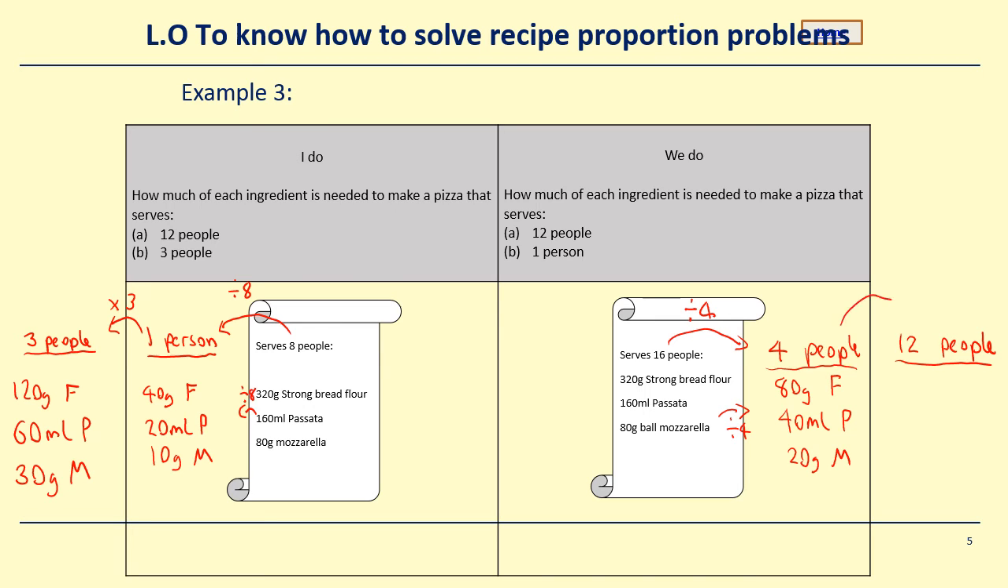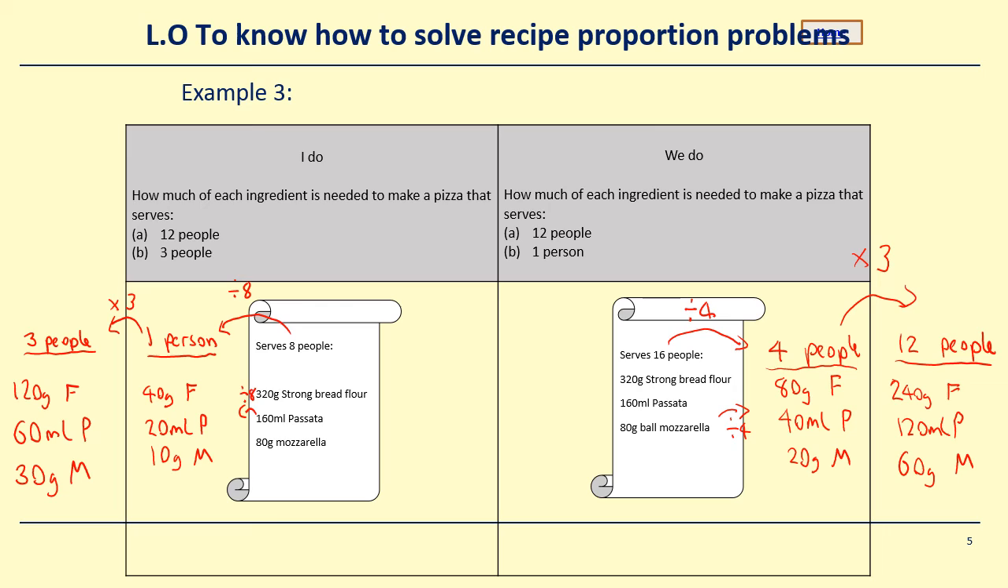Then you're going to ask yourself, how do I get from 4 to 12? And the answer should be you times by 3. So triple all of these ingredients, that leaves 240 grams of flour, 120 ml of passata, and 60 grams of mozzarella.